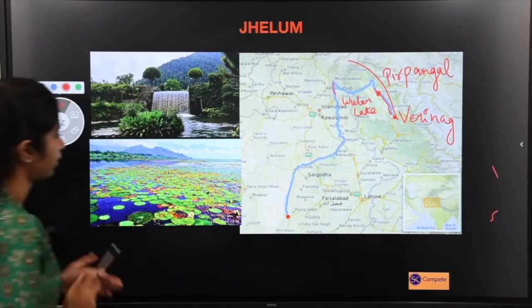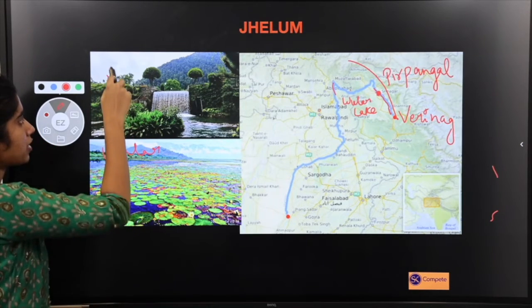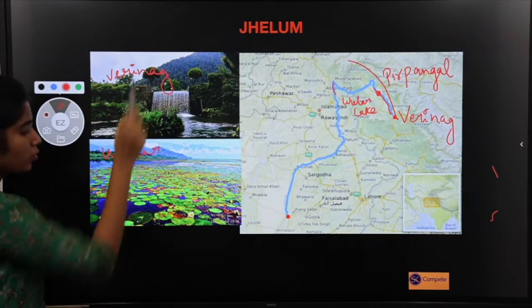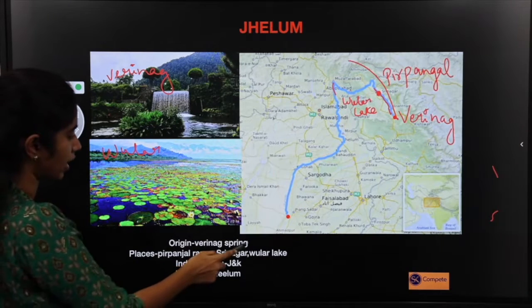So this is the Ular Lake. This one is Ular Lake. So pictorial representation gives a better understanding how this place would look like. This is Verinag spring. So origin is Verinag spring.